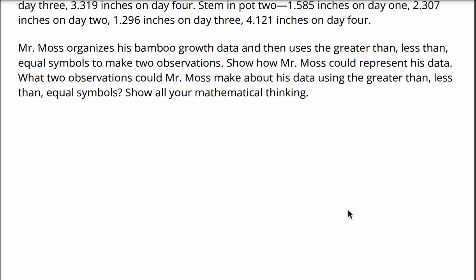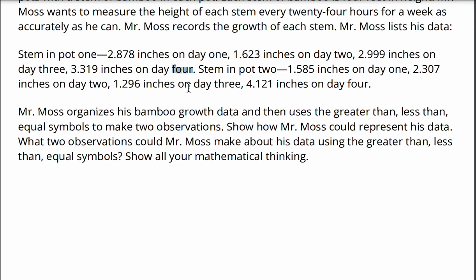Mr. Moss organizes his bamboo growth and then uses the greater than, less than, or equal symbols to make 2 observations. Show how Mr. Moss could represent his data. What 2 observations could Mr. Moss make about his data using the greater than, less than, or equal to symbols? Literally, that's all you're doing, in mathematical sentences using words. What 2 observations did you make about the data up here, written in sentence format in words?